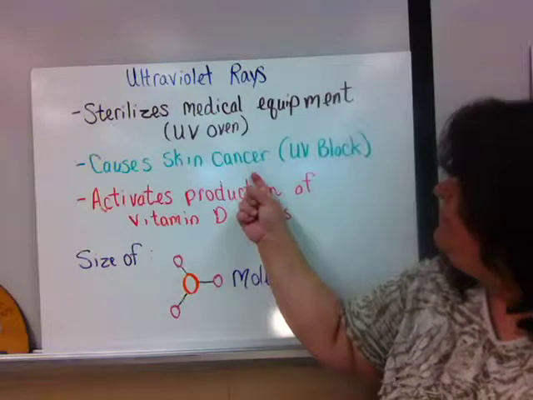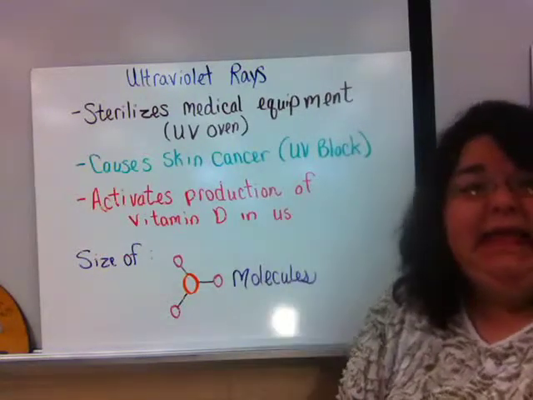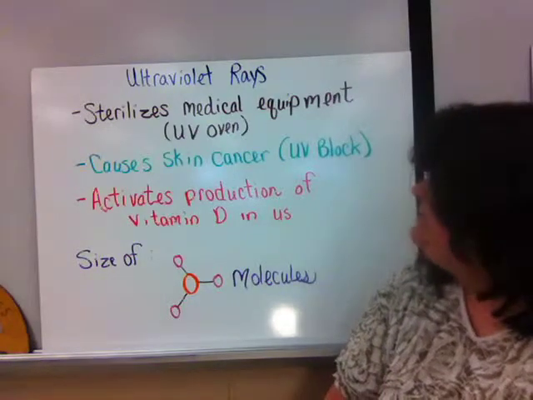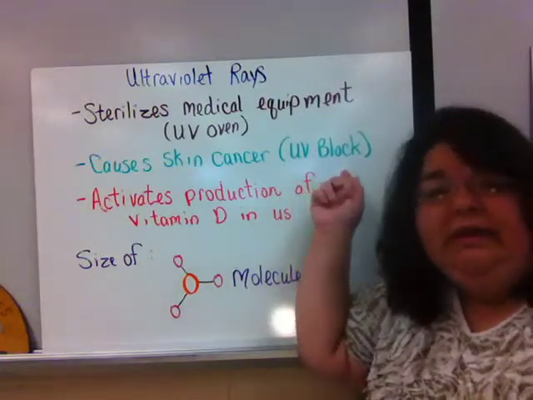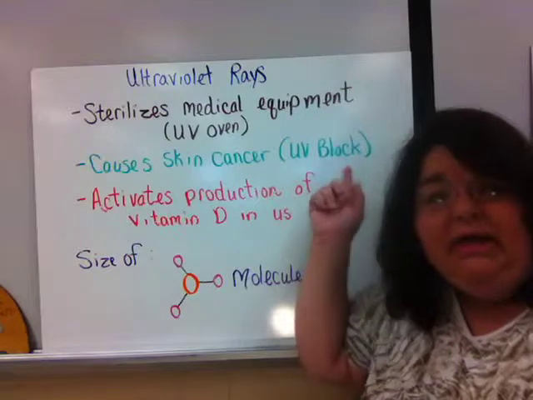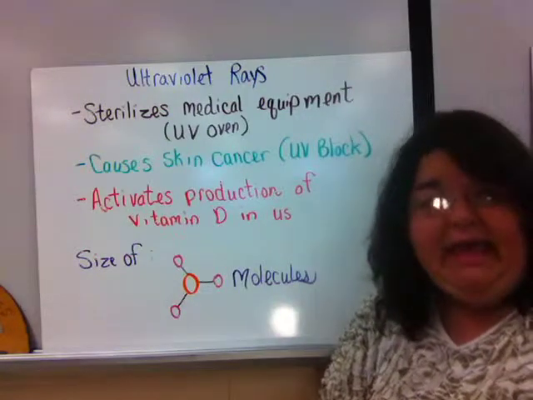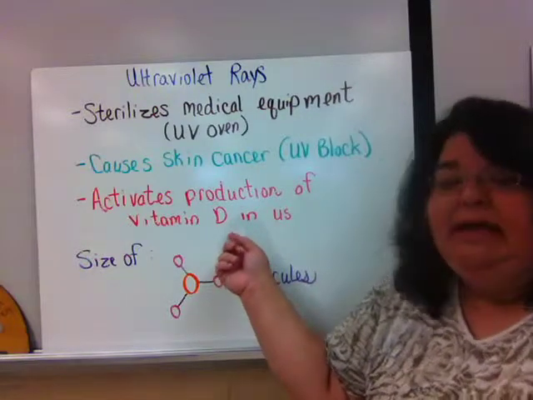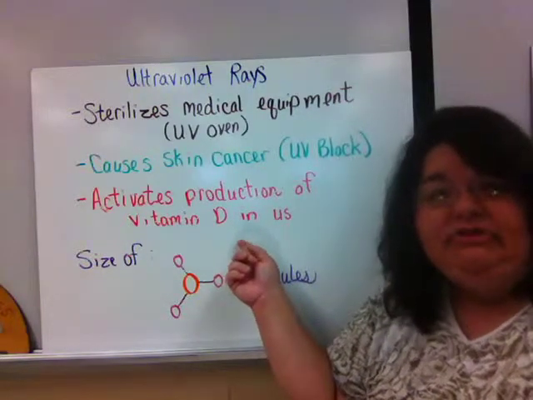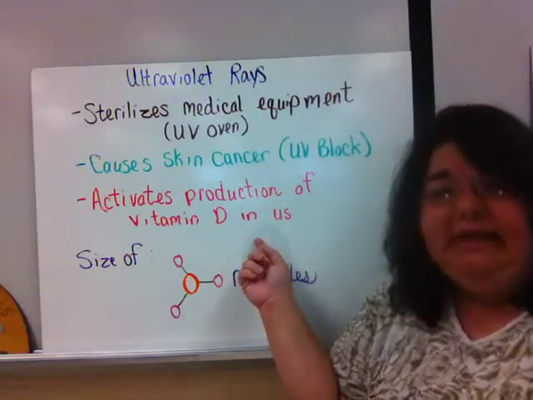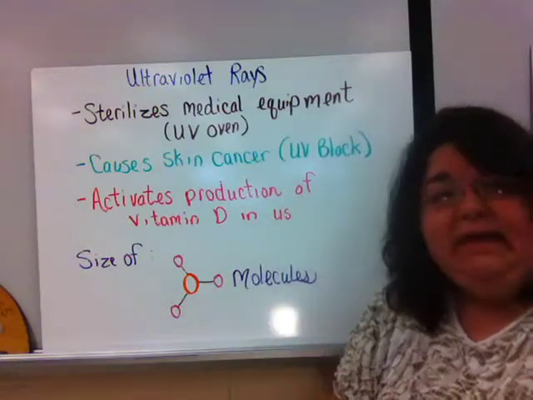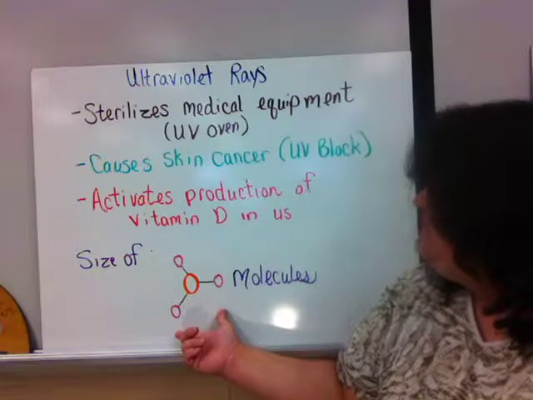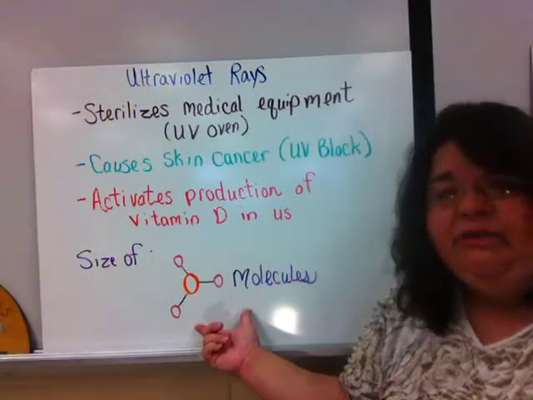We have to be careful with ultraviolet light because it can cause skin cancer. Skin cancer is the reason we use UV blocking sunblock to protect us from UVA and UVB rays. The good thing about sunlight is that it will activate the production of vitamin D in our skin. So we want sun, we just don't want too much sun. Ultraviolet rays are about the size of molecules.